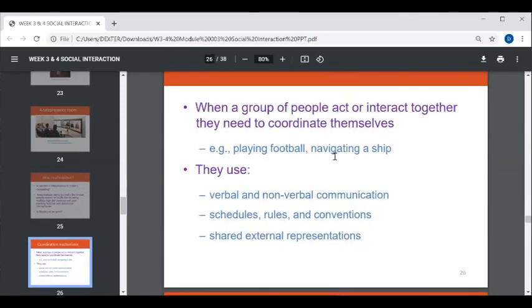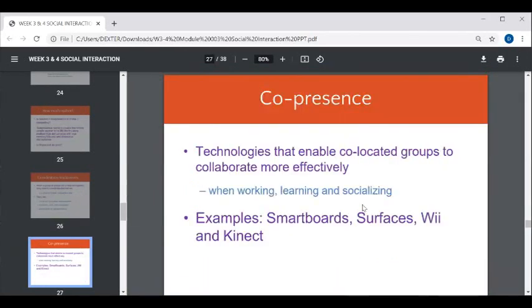Coordination mechanism. When a group of people act to interact together, they need to coordinate themselves, like playing football or navigating a ship. So they use nonverbal and verbal communication, schedules, rules, conventions, shared and external representations. Okay, so co-present technologies enable co-located groups to collaborate more effectively when working, learning, and socializing. For example, Smartboard, Surface, Wii, and Kinect.